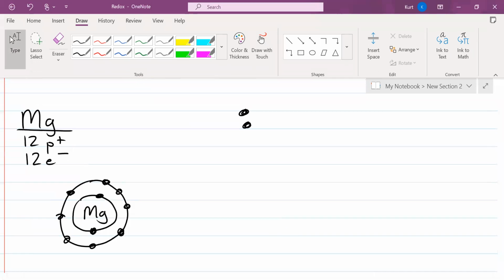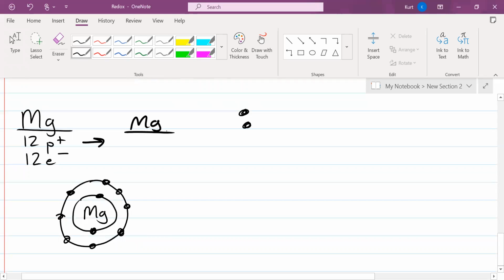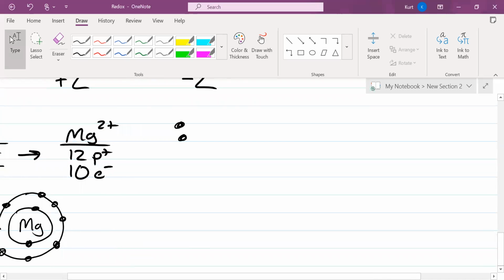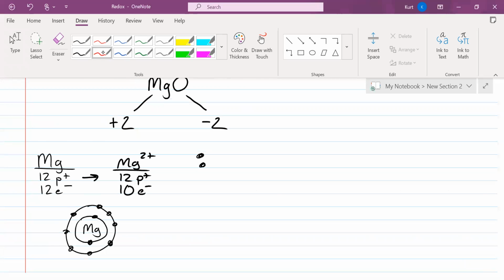So what is its new proton number? Trick question, the proton number didn't change. It's 12. What is the new electron number? 10. So what is the charge of a magnesium ion? Positive 2.